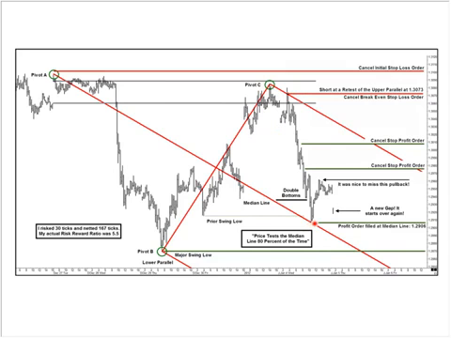Now, take a look. We get a gap open. And here's what people are afraid of.